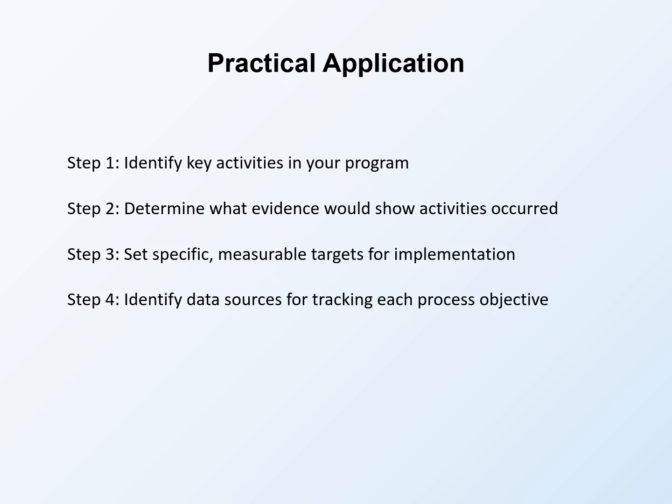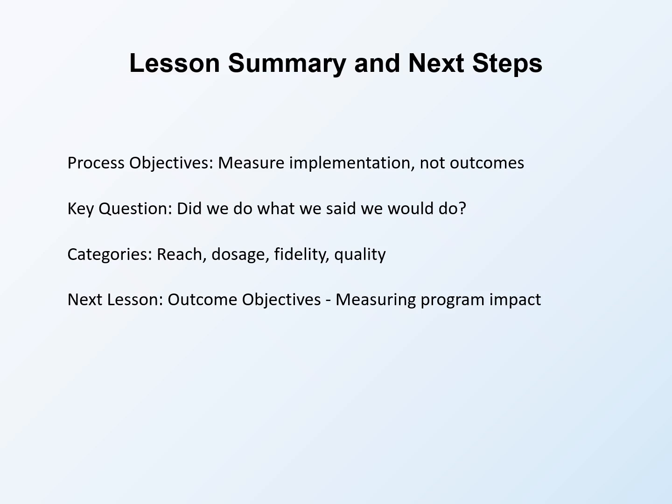Step 3. Set specific, measurable targets for implementation. How many sessions? How many participants? What fidelity level? Quantify your process expectations. Step 4. Identify data sources for tracking each process objective. Where will the data come from? Who will collect it? How often? Specify your measurement approach. Let us summarize the key points from this lesson.